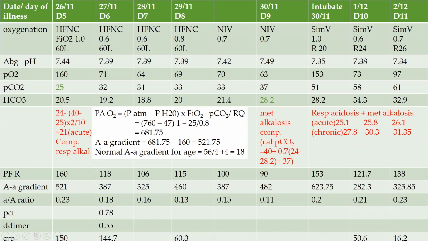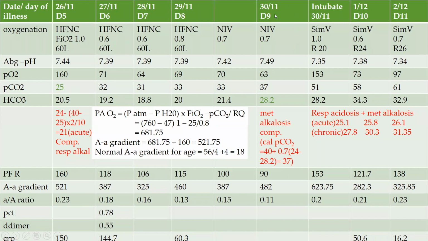Subsequently, we can calculate the AA gradient from here, which is this value minus the ABG value. It is a very high AA gradient, and the normal AA gradient for her age would be 18. The PF ratio is 160. So there was a drop in the PF ratio as well. So from here, we can see actually respiratory alkalosis over here.